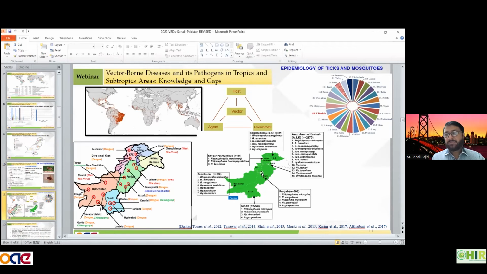This is a pretty busy slide showing the distribution of these vectors. On the left side, the map shows the distribution of mosquitoes in various parts of the country, and on the right side, the green map shows the distribution of various tick species prevalent in various parts of the country.